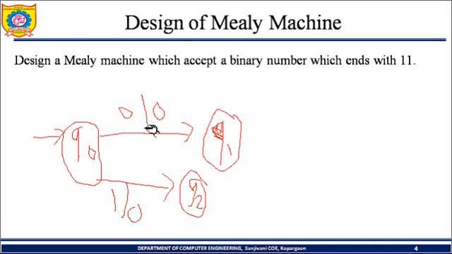Okay. Now Q0. If 0 input is there, it will be in Q1. If 1 input is there, Q2. But still for both the input it will be 0, because it will not going to form the string 1 1.